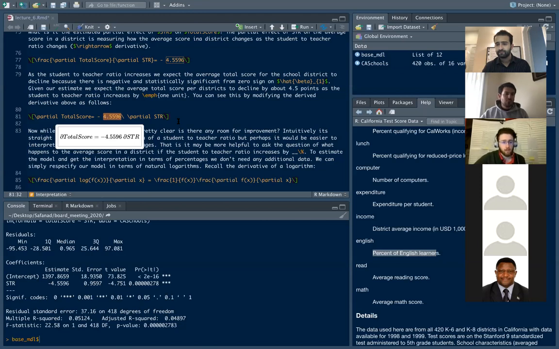Make sense? So whenever you're specifying your model, you can actually fiddle with the way the variable enters into the equation. And depending on how you manipulate the variable going in, it actually has really profound effects on how you interpret the model.